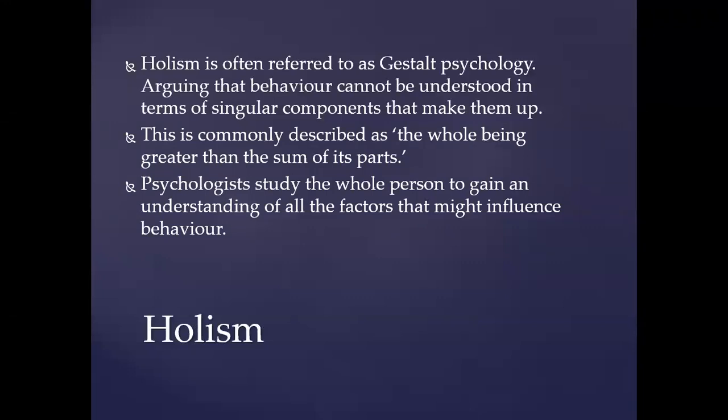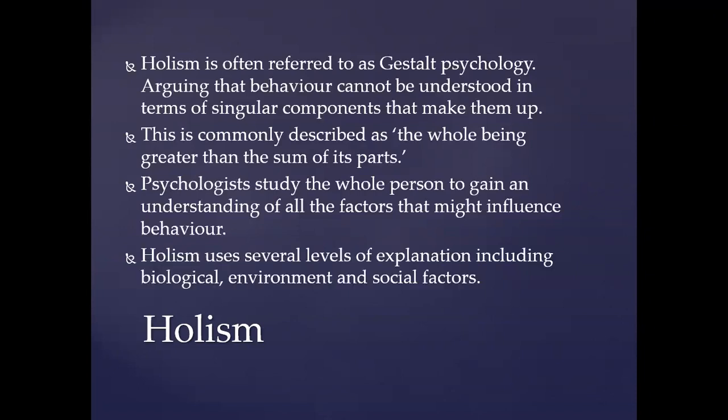So psychologists study the whole person to gain an understanding of all the factors that might influence behaviour. So really, it's saying that human behaviour is very complex, and we need to understand how all the key factors interlink and integrate with one another so that we can understand behaviour. So holism uses several levels of explanation. It will include biological, environmental, social factors, a person's cognition. There are lots of factors that need to be taken into account. So holism is looking at the qualitative aspect in understanding human behaviour. It's looking at it from the uniqueness of that individual rather than just a singular component.